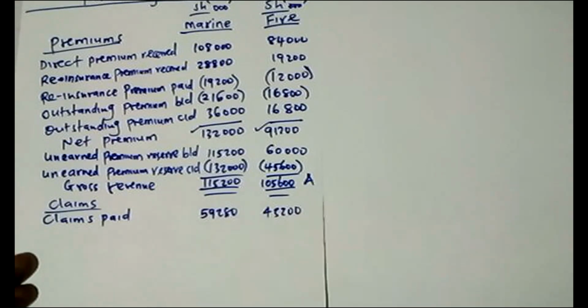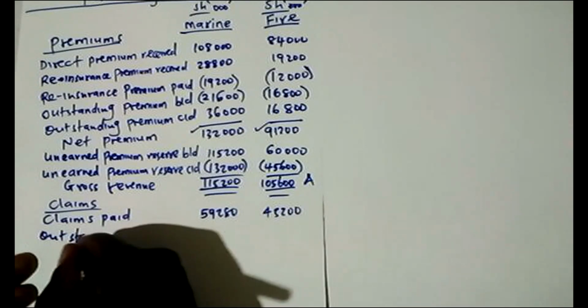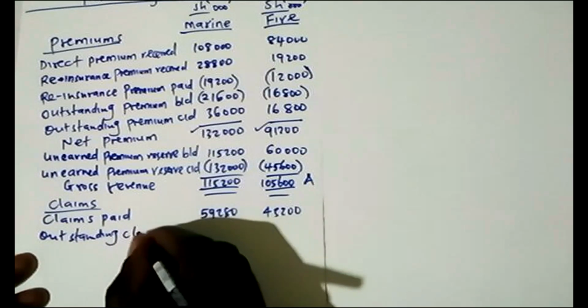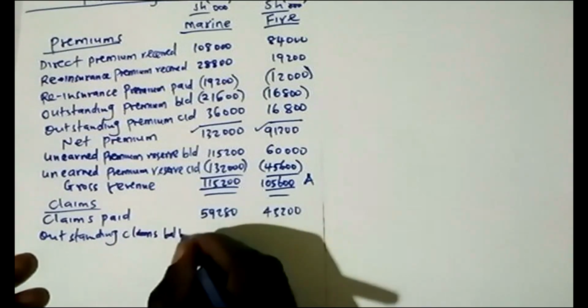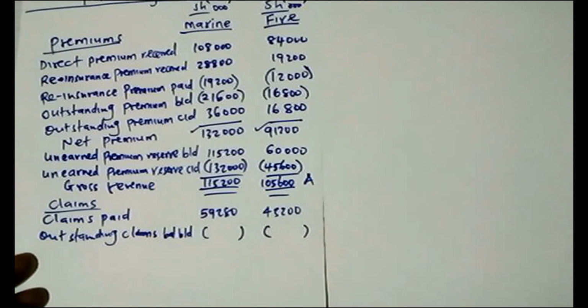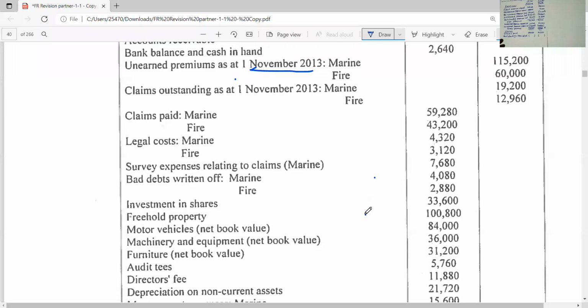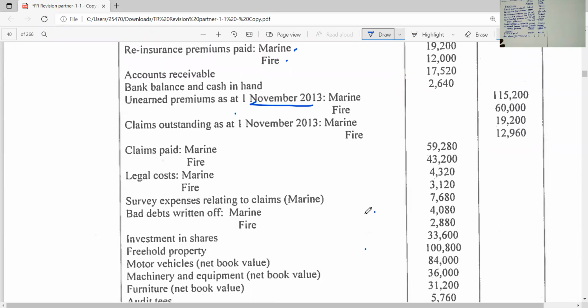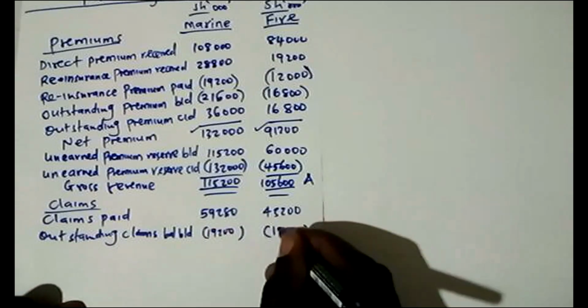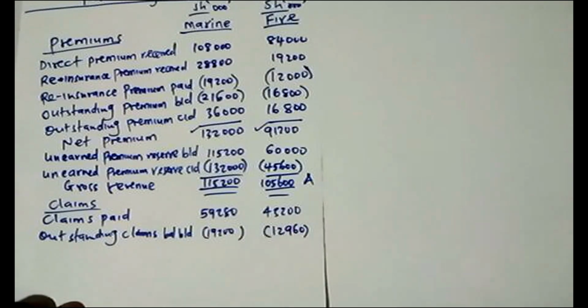So the next thing is that there were some outstanding claims at the start of the year. That one we have to subtract again from the amount which has been paid. Outstanding claims, balance brought down, the ones which were never paid in the previous year. So we have to deduct again from what has been paid. What about the claims outstanding at the start of the year? You can see it's here: 19,200 and 12,960.